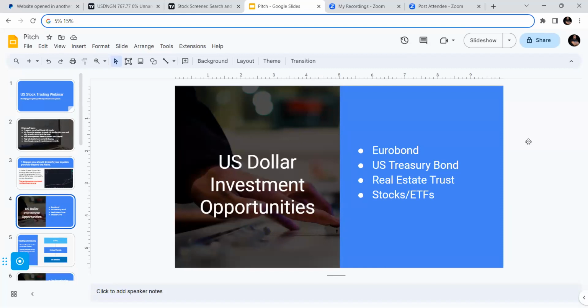90% of your rental income, you pay them out as dividend. So if you're looking for a dollar opportunity where you can invest in real estate companies in the US, you can try this out. There are so many real estate investment trusts in the US. And the advantage is that you don't even have to partake in managing the properties. You're an investor.